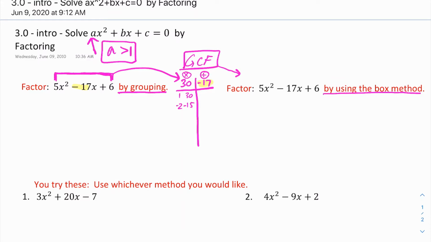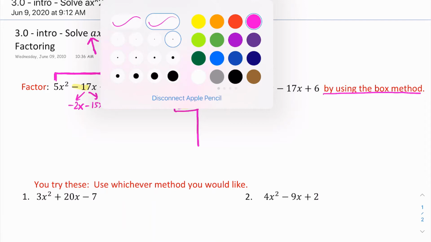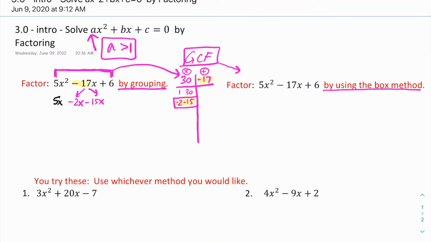Okay, so these are the two numbers I'm going to use. In the grouping method, that means the negative 17x gets split up into these two values: negative 2x and negative 15x. The first and last term basically just stay the same, so 5x squared plus 6. You're taking a trinomial and making it into 4 terms, a polynomial of 4 terms instead of 3.